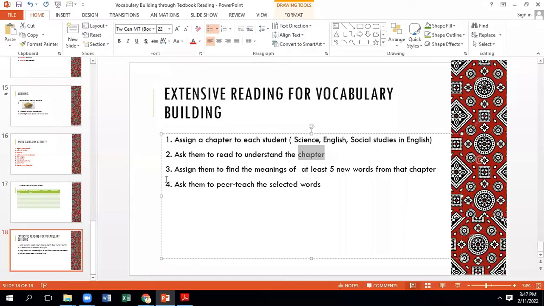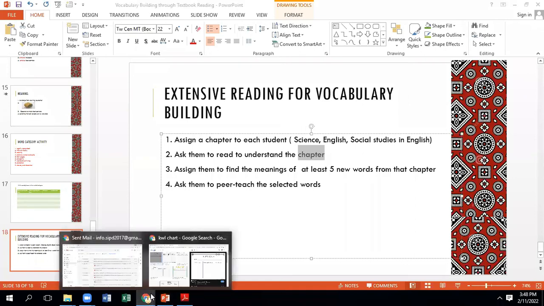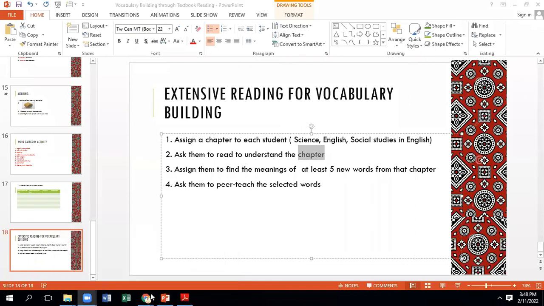After that, assign them to find meanings of at least 5 new words from that chapter. So while reading, they may have encountered a lot of new words. So they can check the meanings of those words in online dictionaries. So there are a lot of online dictionaries, such as Cambridge.